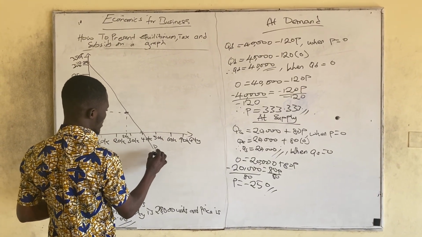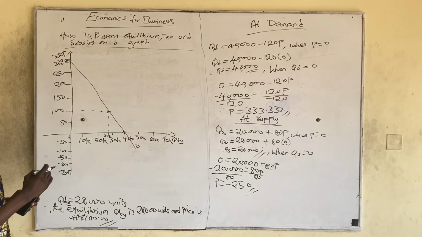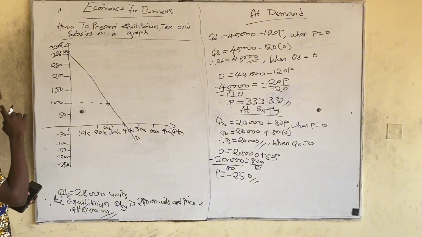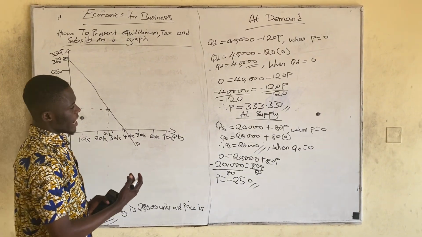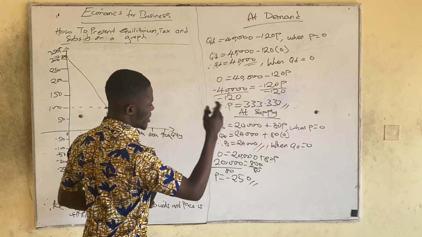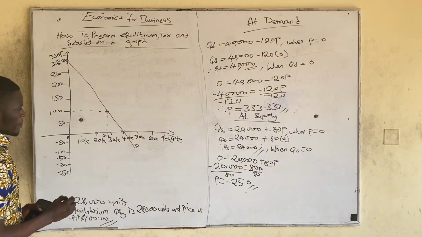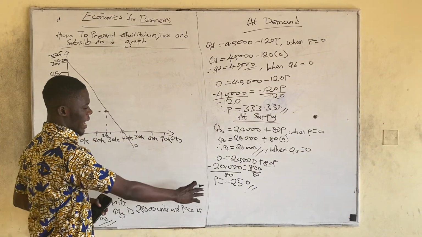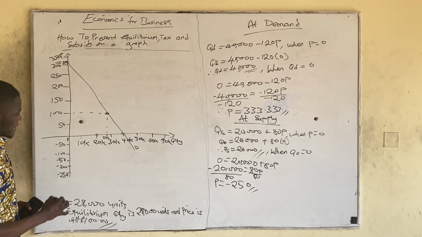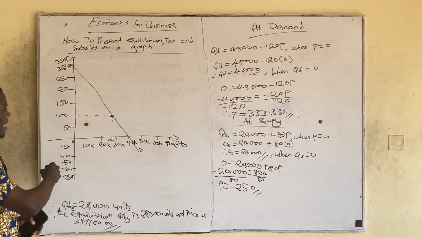So my demand curve is this. Okay, we've drawn the demand curve. Now let's also present the supply on the graph and see how it will look. Our supply quantity was 20,000, so 20 will be here. Then the price was minus 250, so minus 250 is here. Now, let's also draw the supply curve and see how it will look.